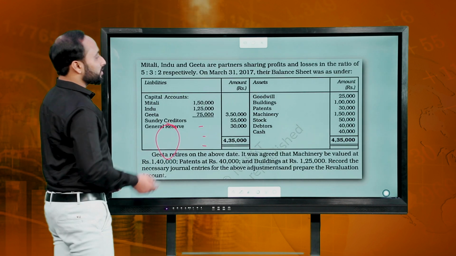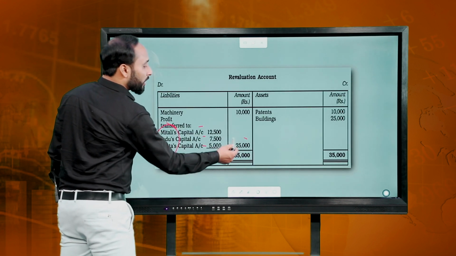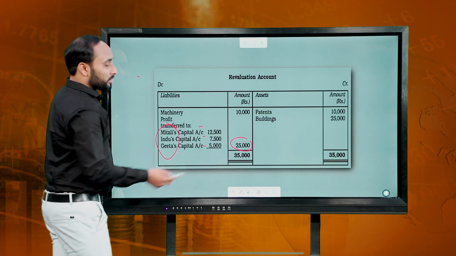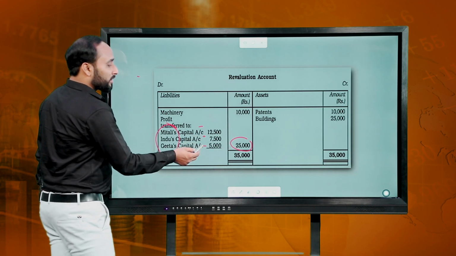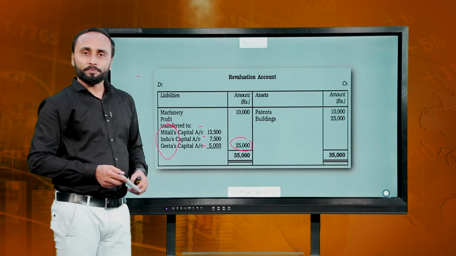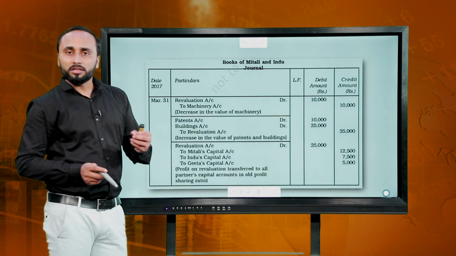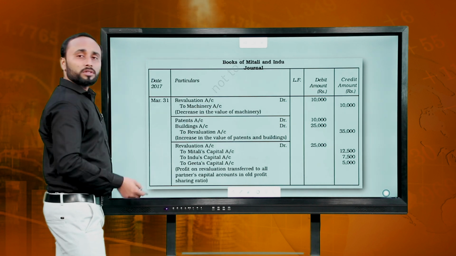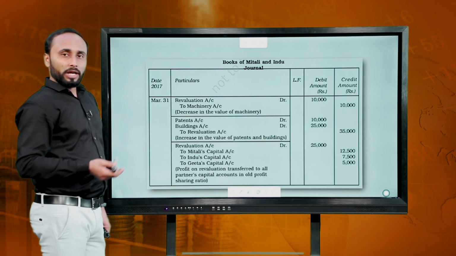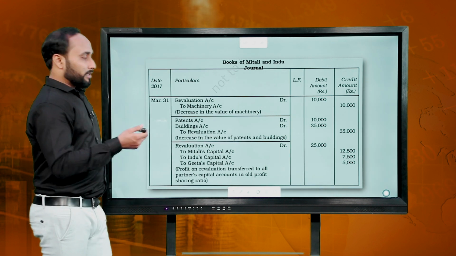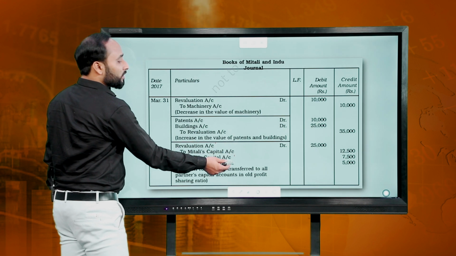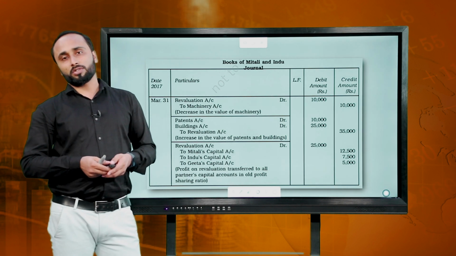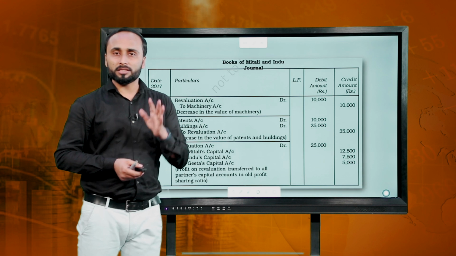What was the old ratio in this question? The old ratio was 5:3:2. So the gain of 25,000, which we obtained by subtracting the total of that side with this side, this gain will be given to all these partners in their ratio, which is 5:3:2. Having done this, let us look at their journal entries also. Machine reduced, so we debited the revaluation account. Buildings and patents appreciated, so we credited the revaluation account, and the gain was debited to revaluation account while credited to the partners' account. That is how we prepare the revaluation account. I hope you were able to understand this as well.